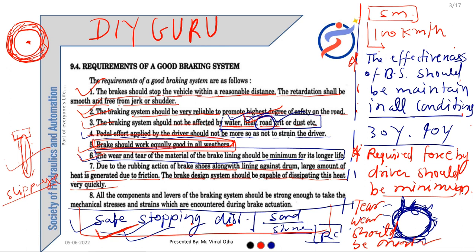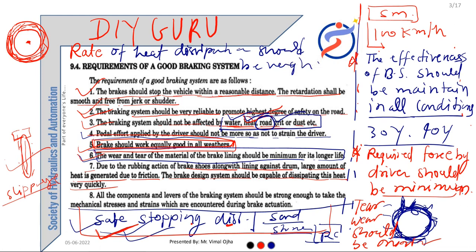So the material should be capable of continuous heat dissipation; the rate of dissipation should be very high. What is the point? The rate of heat dissipation should be very high, right? Rate of heat dissipation should be very high. So this is again an important function.